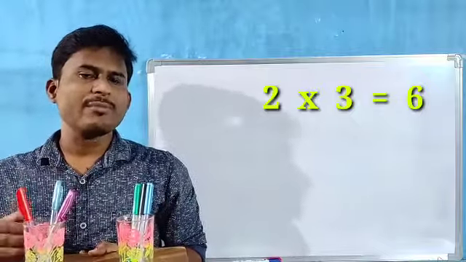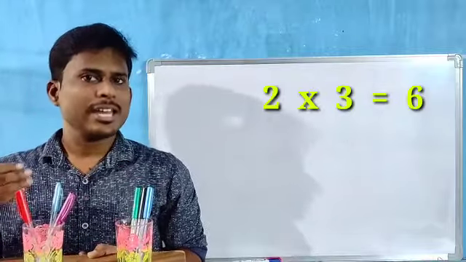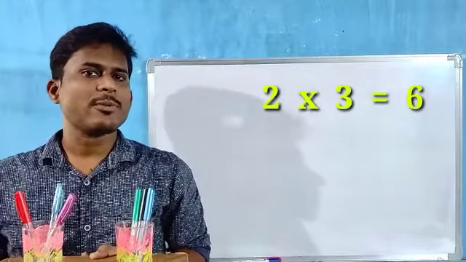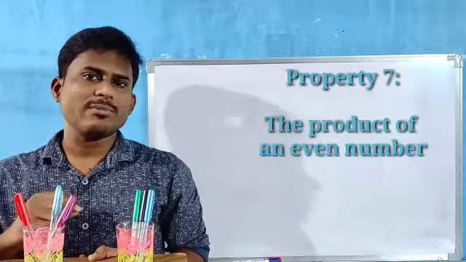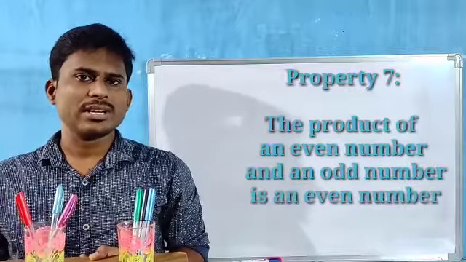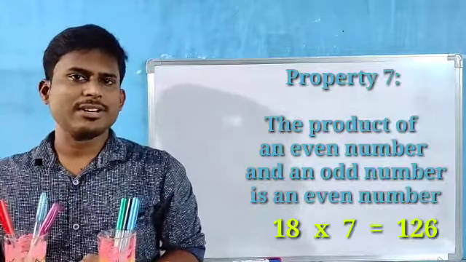So, an even number into an odd number. What answer we got, children? 6 as an even number, children. So, this is our property 7, children. The product of an even number and an odd number always gives the result as an even number, children. One more example is on the board, children.